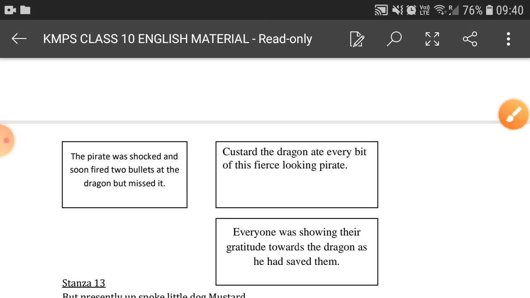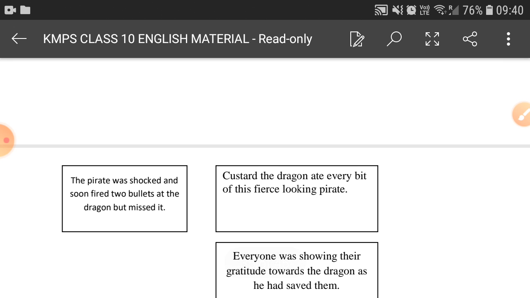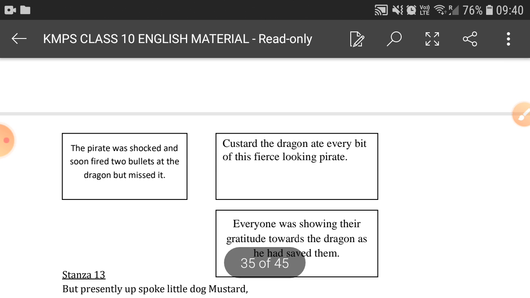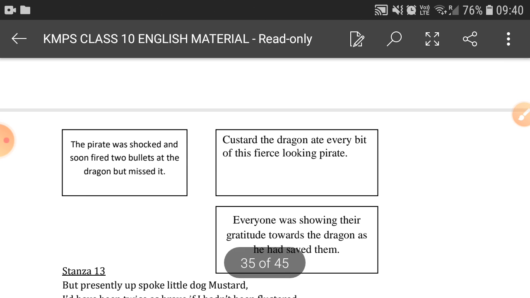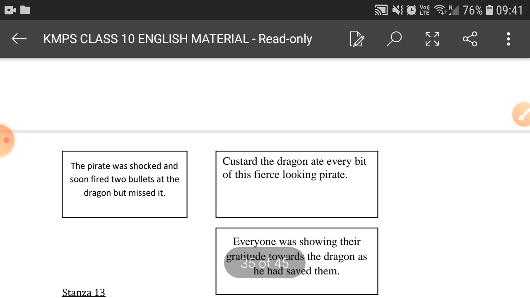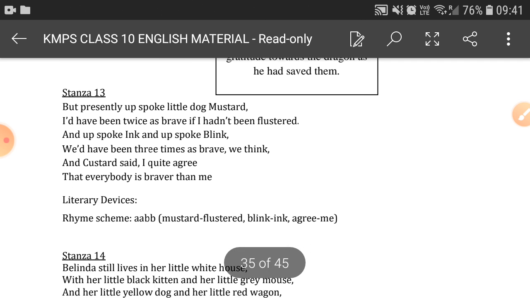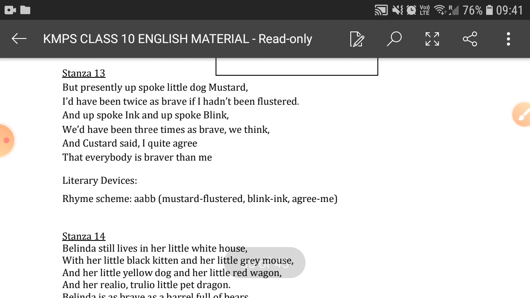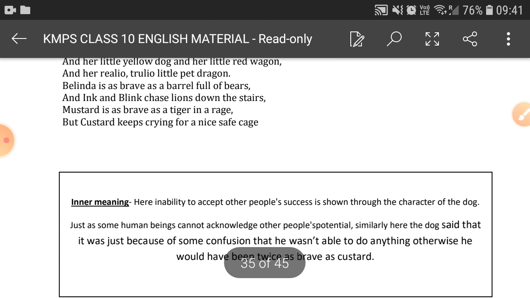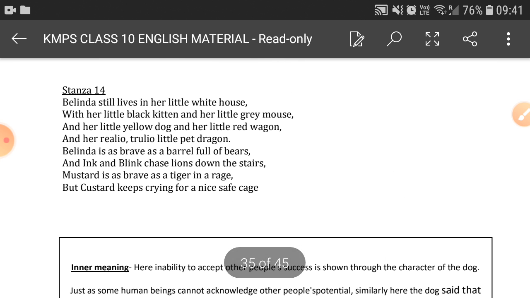You can see the characteristic of the dragon is so much different here. The dragon who was considered very cowardly and who needed a safe cage to survive, here you can see how brave he actually is, how he fights the pirate, eats the pirate and saves everyone. Now in stanza 13 the literary device is again AABB, and you can see how the poem ends.